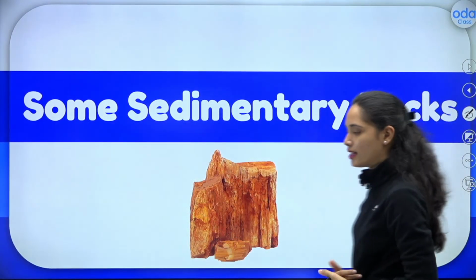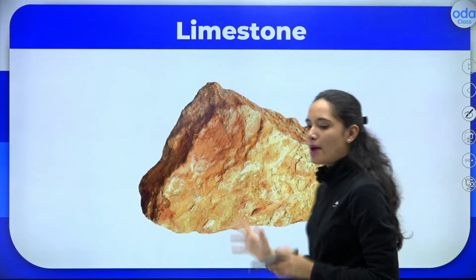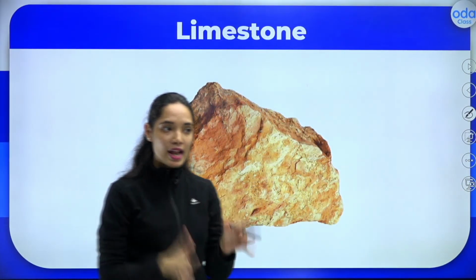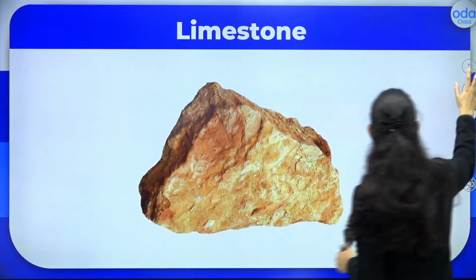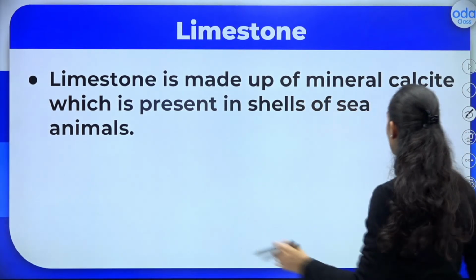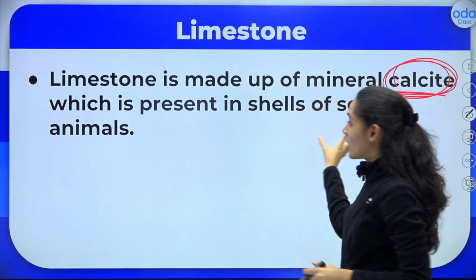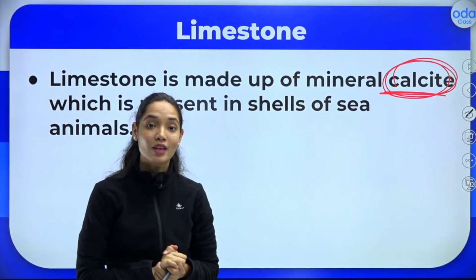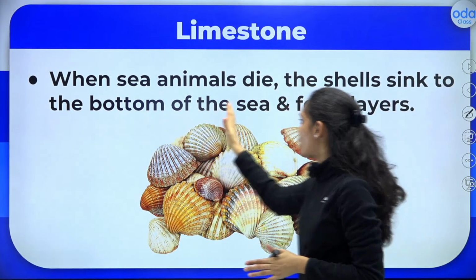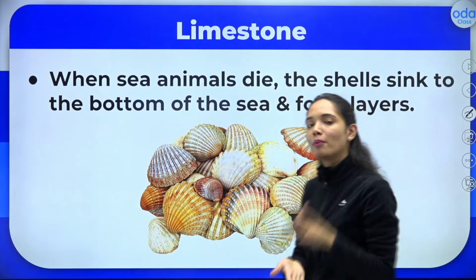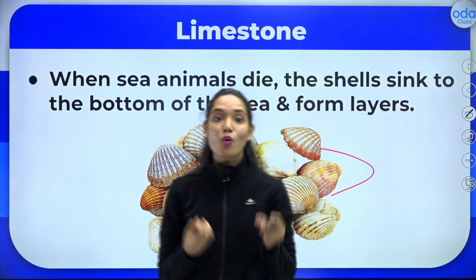So students, moving ahead, let us see some examples of sedimentary rock. The first example which I am going to give you is limestone. Each and every one of us has heard of it. We use it as well, right students? So how is limestone formed? Limestone is made up of the mineral calcite, the main mineral, which is present in the shells of sea animals. Amazing. When the sea animals die, the shells sink to the bottom of the sea and start forming a layer. Again, they get squeezed and the mineral calcite cements it. This is how limestone is formed.